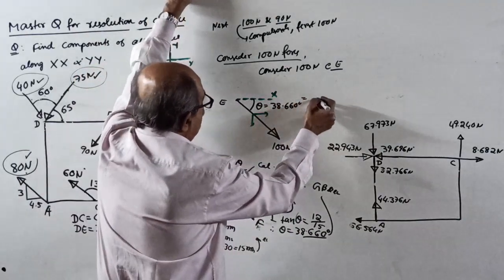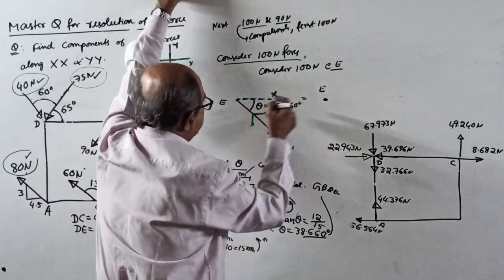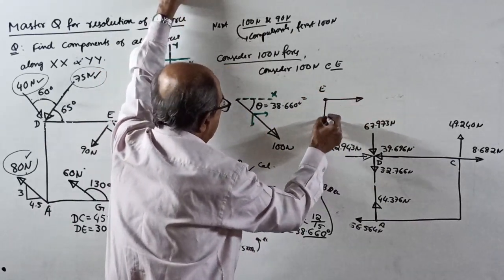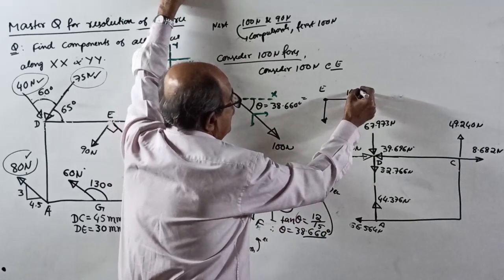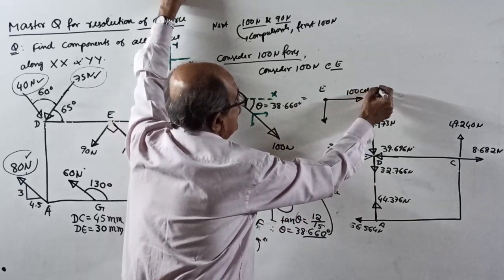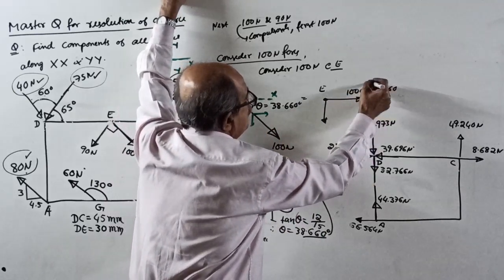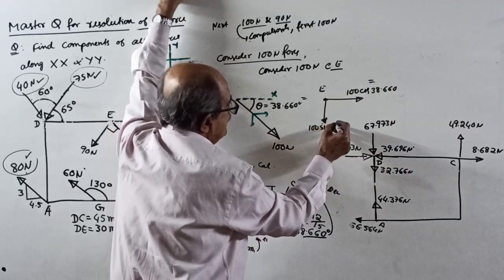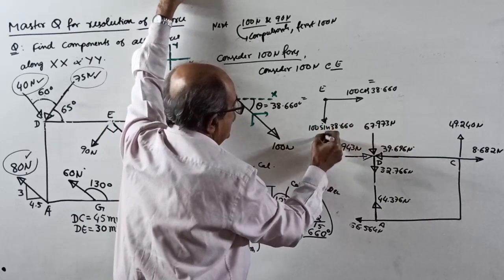Now, this will be at the point E, because I considered E, one right side component, one downward component. Right side component, 100 cos 38.660, equal to downward component, 100 sin 38.660. Calculate.